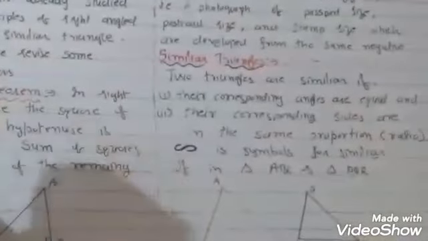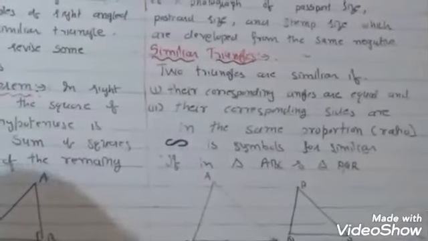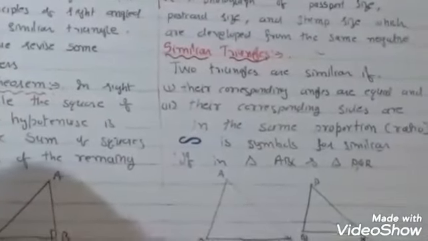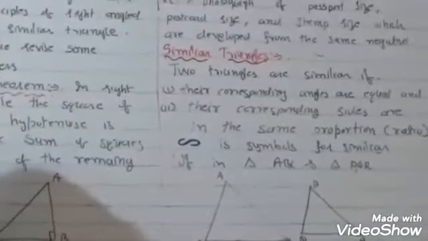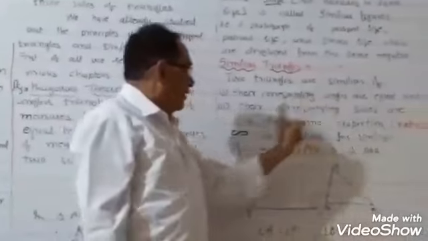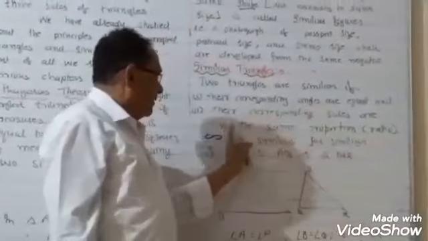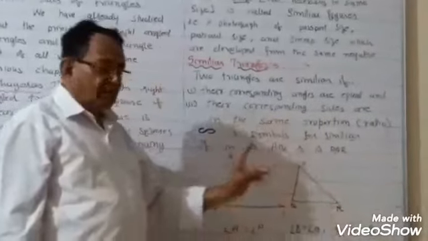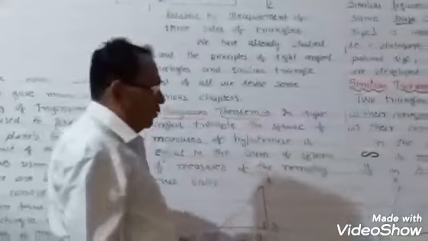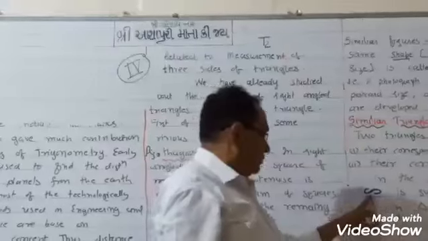We will talk regarding similar triangles. How many parts does a triangle have? As I told you, 6, 3 angles and 3 sides. If the 3 corresponding angles are equal and the corresponding sides are in the same proportion, in the same ratio, then these two triangles are known as similar.